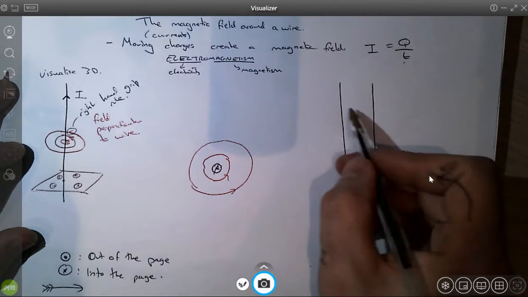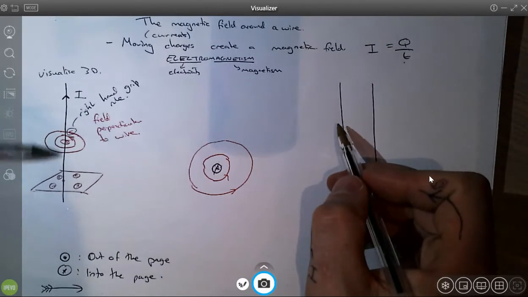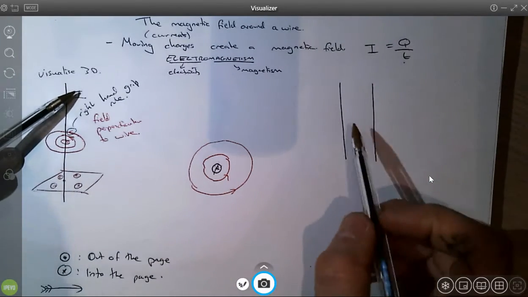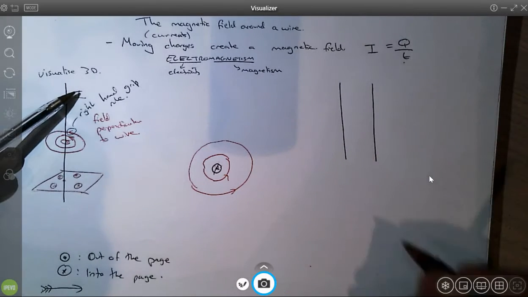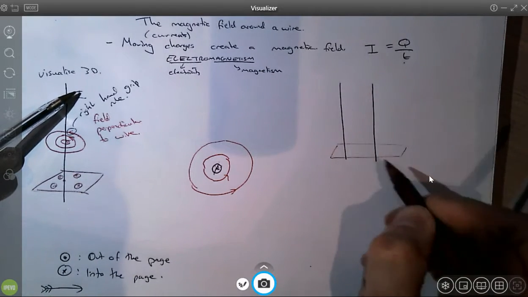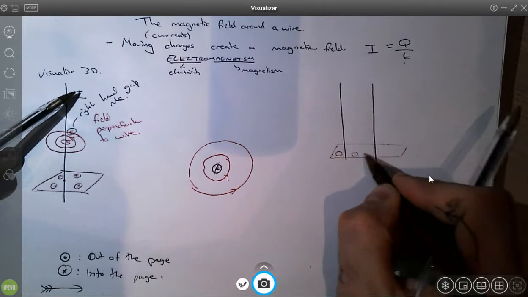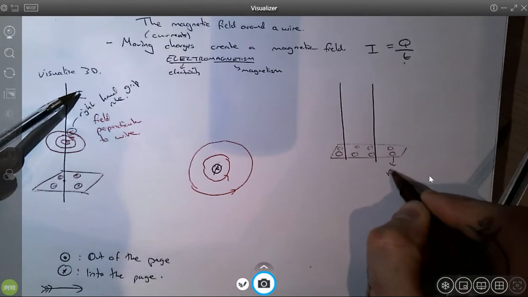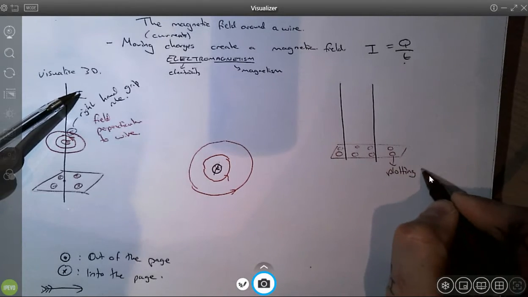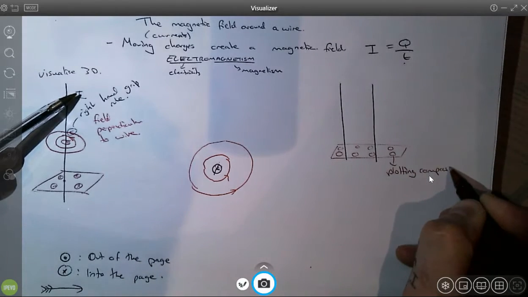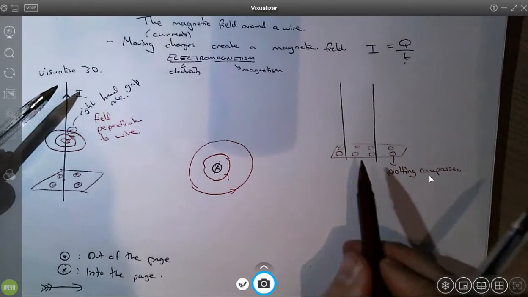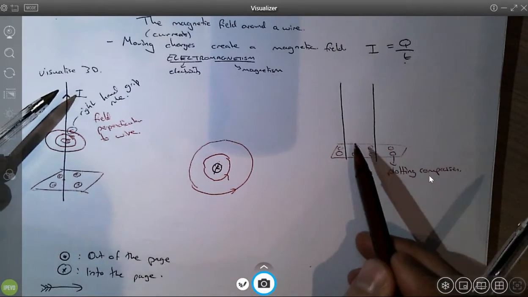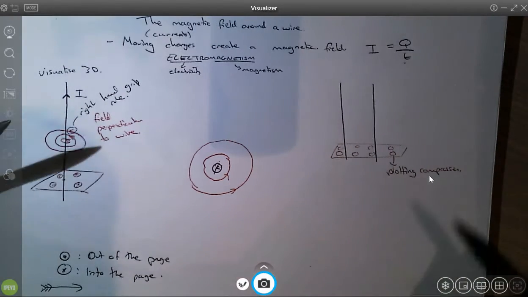So again, this can be demonstrated really nicely. You just get two wires, you clamp them, and you put a piece of cardboard around both of them with two holes in, and again you put some plotting compasses at various points, and then you will see the shape of the field. You can also do it with iron filings and just giving it a light tap, but they don't tend to work quite as well because the field tends to be quite weak.